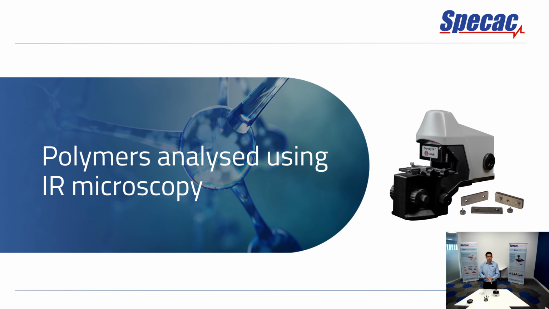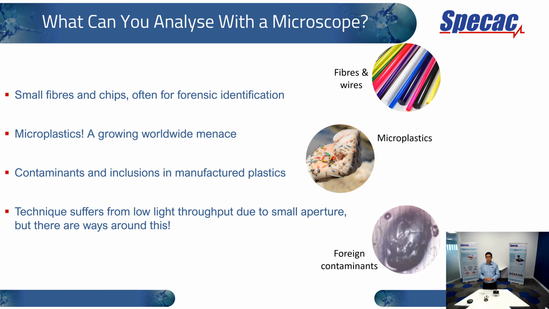So we now move on to the analysis of polymers using IR microscopy. What can you analyze with a microscope? A lot of different things. So samples including small fibers and chips, often for forensic identification, microplastics, which is obviously a very important application now in the world we live in, due to the fact that we don't want to be harming the natural habitats, our environments, and even ourselves.